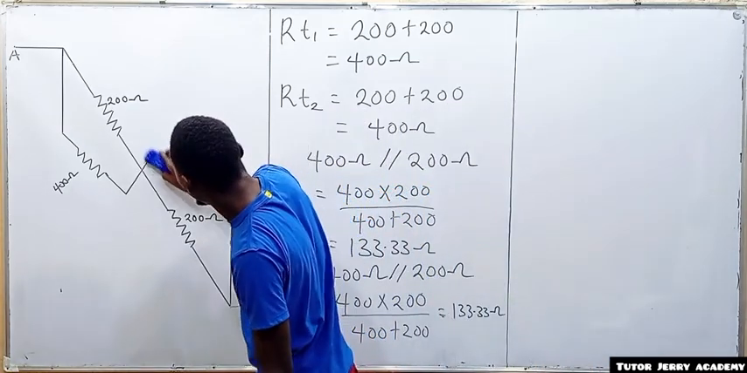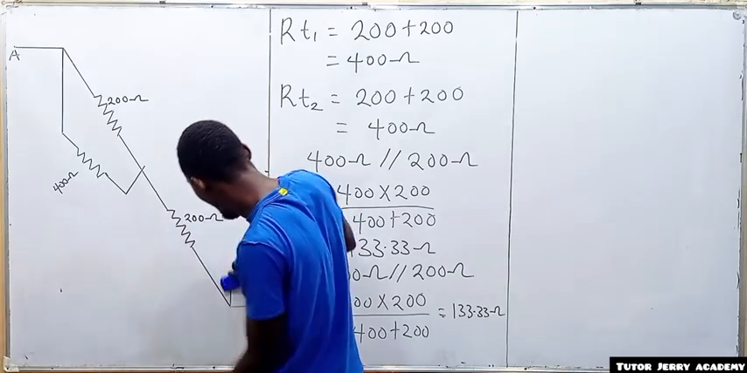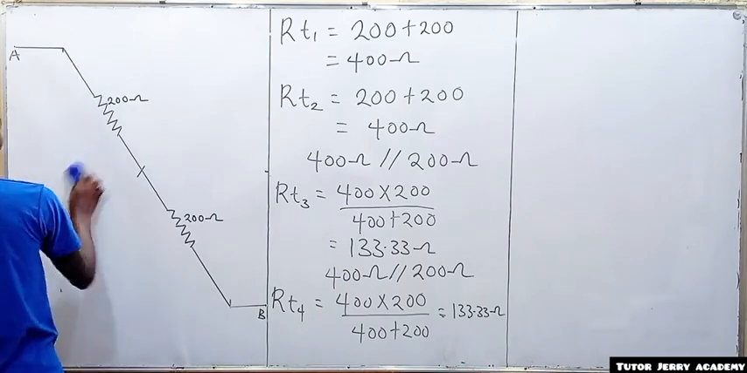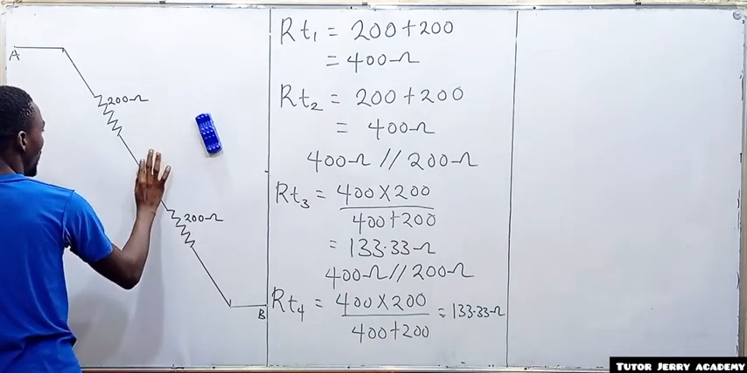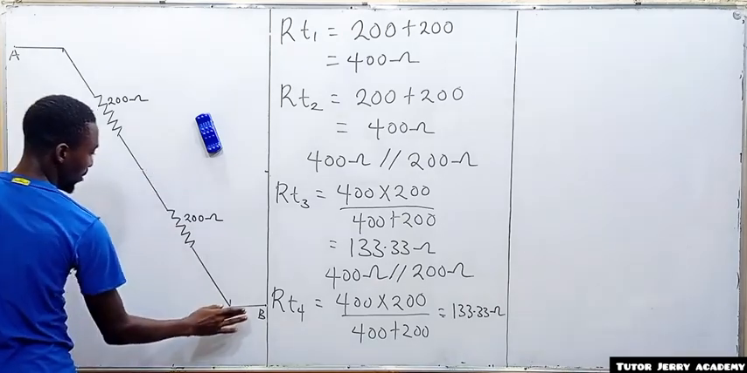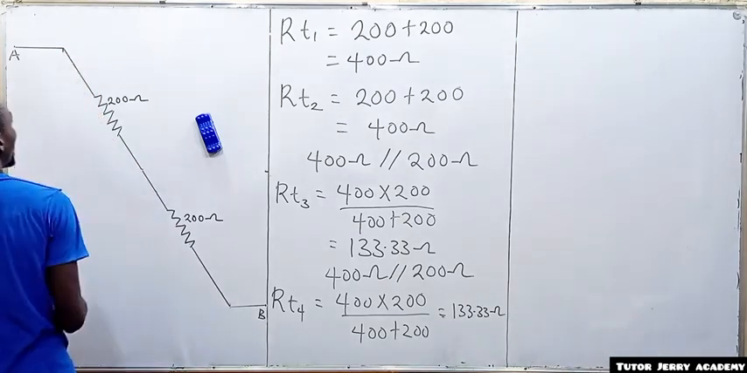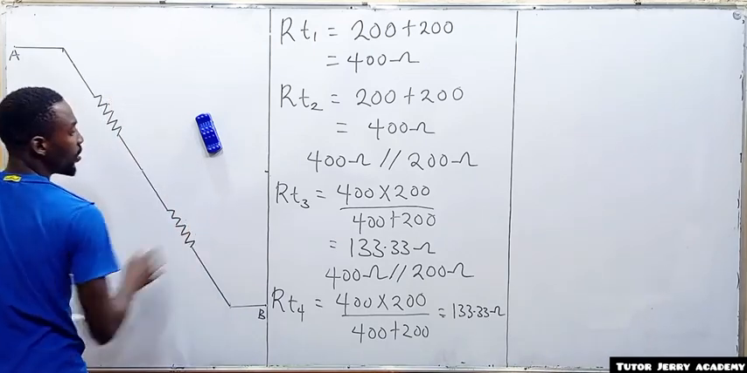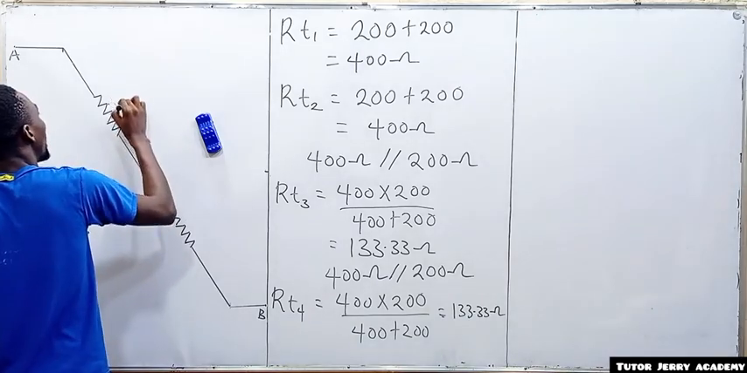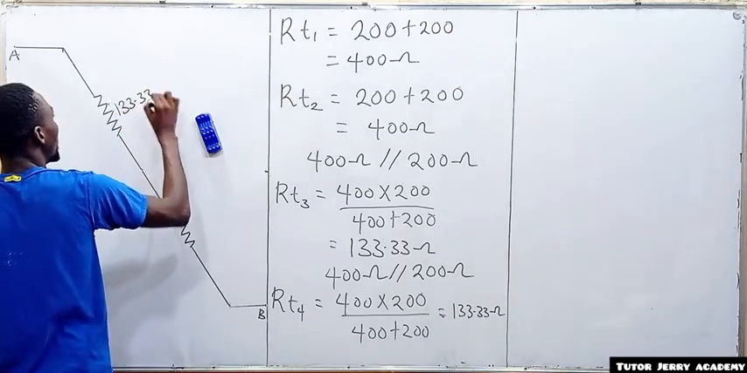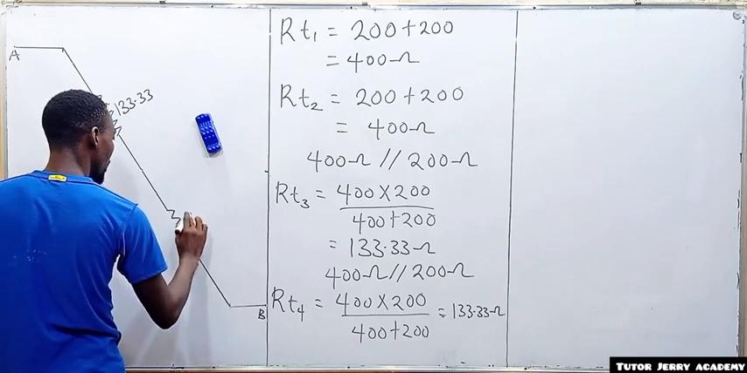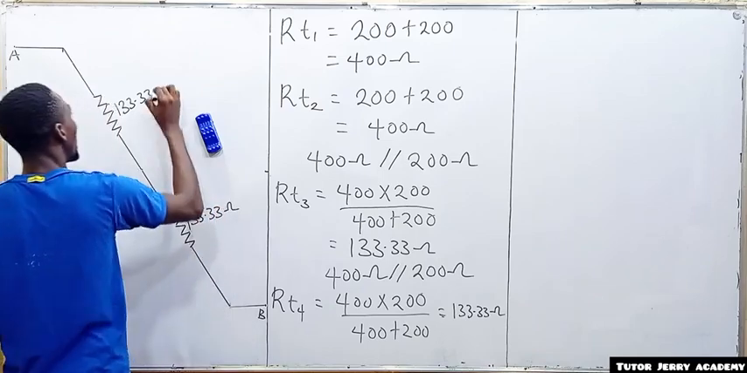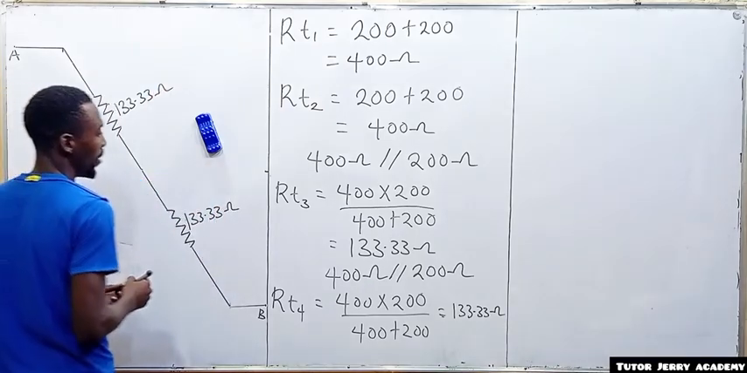Now we can therefore clean what we have here, join it directly with what is down here, and this one too. Now we are going to clean this. So this is going to give us 133.33 ohms. That's what we are going to have.